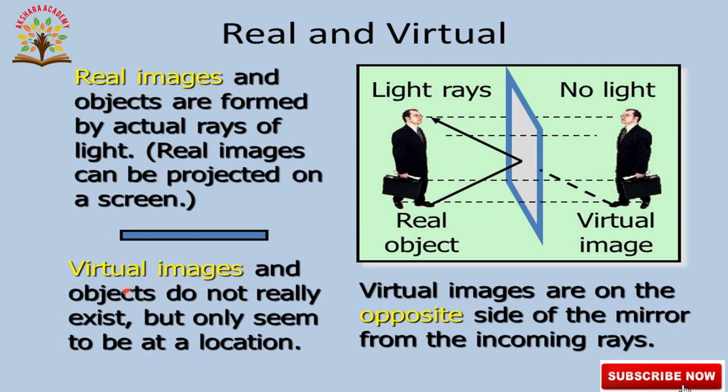Next, virtual images. Virtual images and objects do not really exist, but only seem to be at a location. Virtual images are on the opposite side of the mirror from the incoming rays. This is about real images and virtual images. Real images can be obtained on the screen, and virtual images cannot be obtained on the screen.